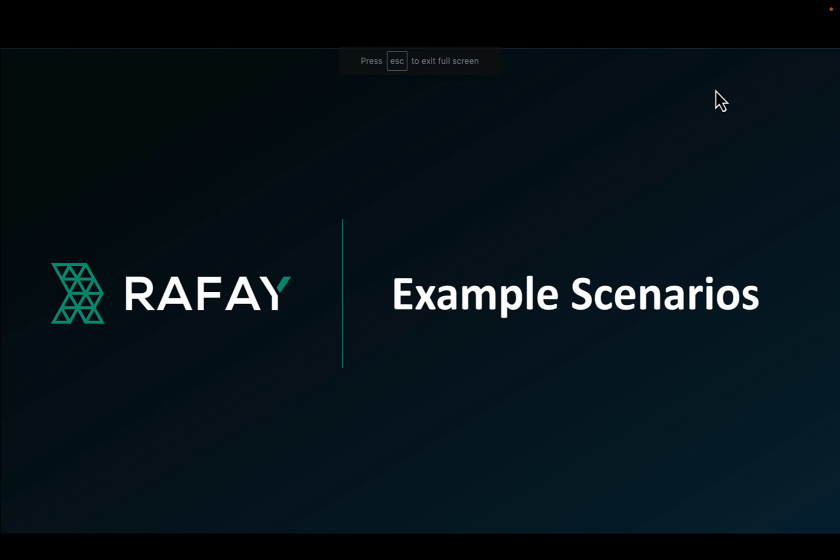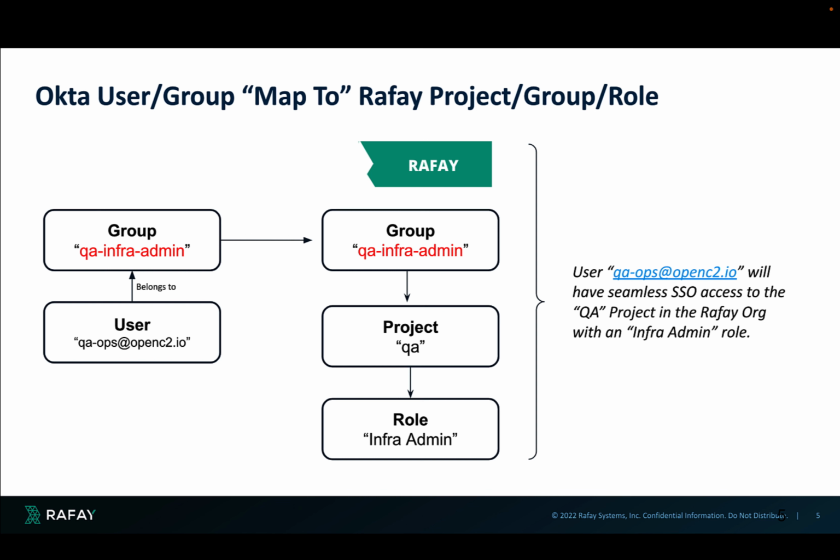Next, let's look at a particular example scenario that we will simulate and experience. In this particular case, in Okta, there's a user called QA at openc2.io. This user belongs to an Okta group called QA Infra Admin. Now, what we have done here is we have created an identical group in Rafay called QA Infra Admin. So the mapping is 1-to-1.